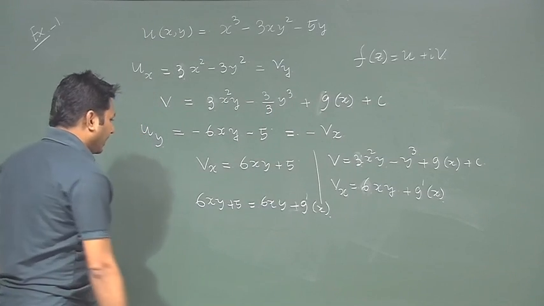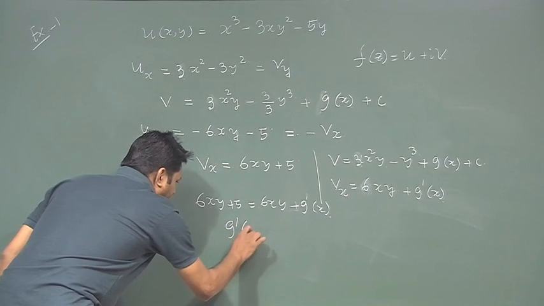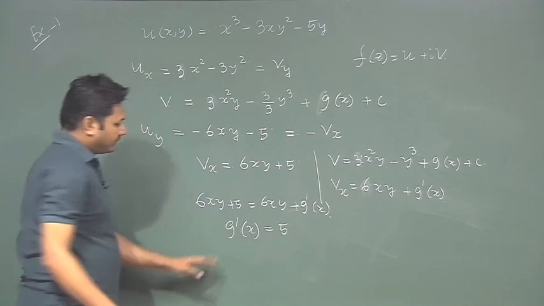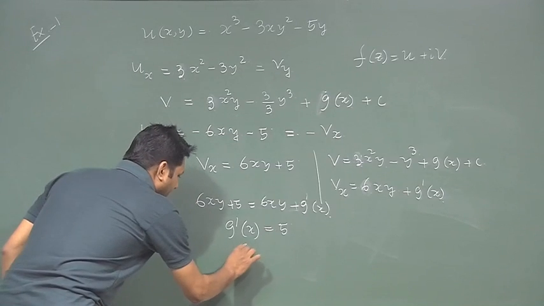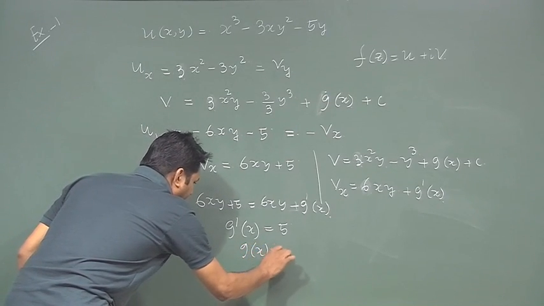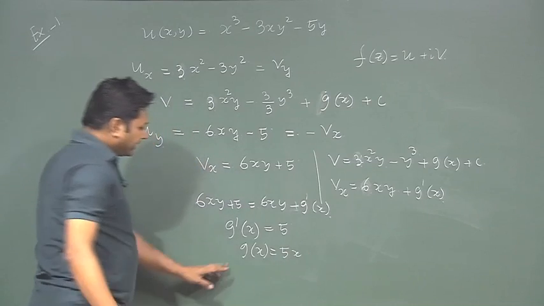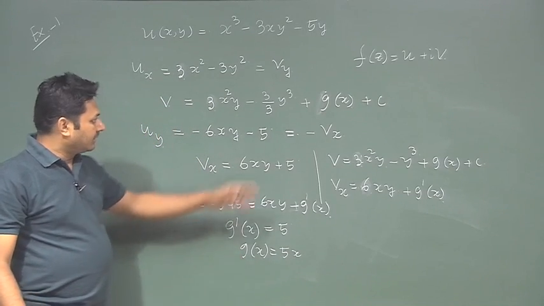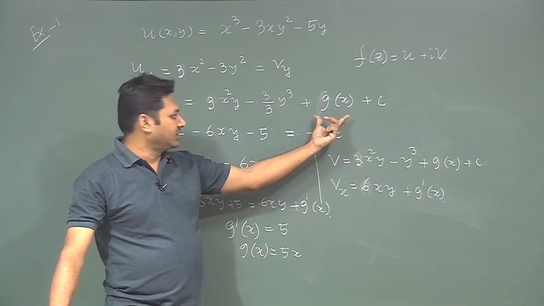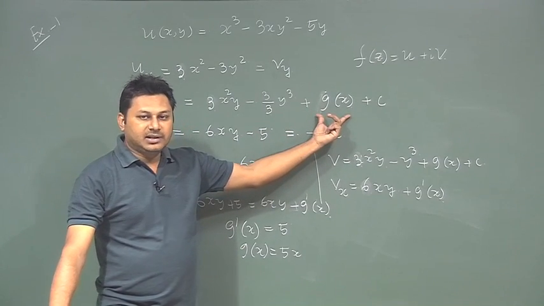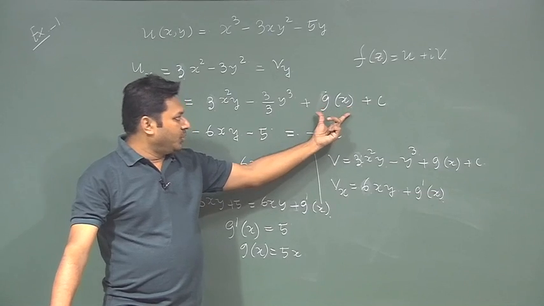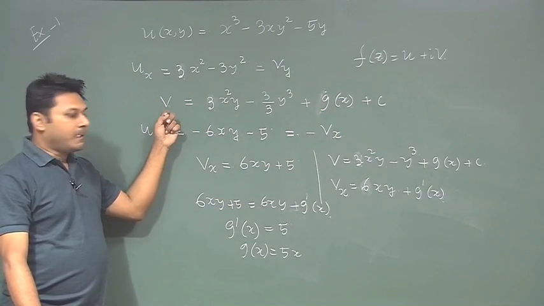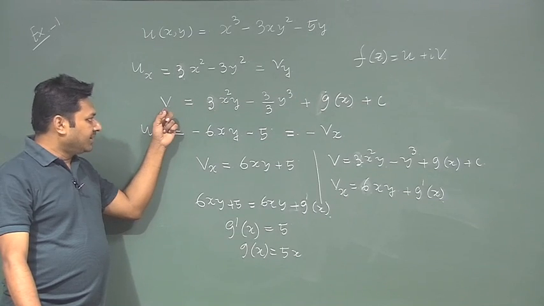So, if I write, g prime(x) is 5. So, what is my g? g(x) is 5x. So, that is my goal. I need to find out what the function is here, because this g needs to be a function of x, since when I am integrating to find my total v, I consider x as my constant.